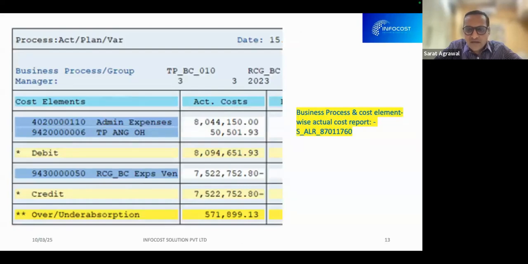Now let us check how the actual costs are getting captured as per the example which I showed at the start of the session. I have shown the actual expenditures of admin and the allocated expenditure is this much. So the total expenditure is almost 80.94 lakhs and the allocated or absorbed expenditure is 75 lakh, and hence there is an under-absorption of 5,71,000. So this is what we can see from a particular business process.